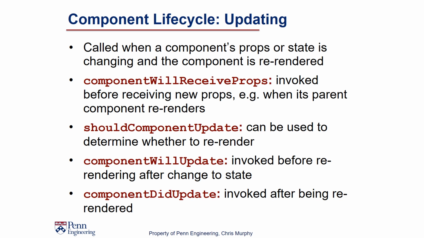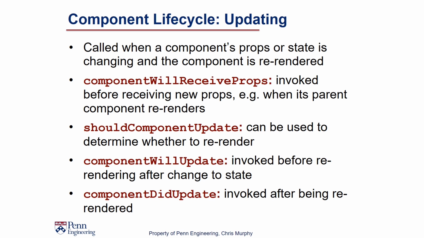Next in the component's life is its cycle of being updated. We're going to see later how the component can react to user events, but for now, let's talk about the 4 callback functions that can be invoked during its lifecycle. First is component will receive props. This is invoked right before it receives new props, for instance, when its parent is being re-rendered. This allows us to compare the old props to the new props in case we need to do anything. The component doesn't have to be re-rendered.